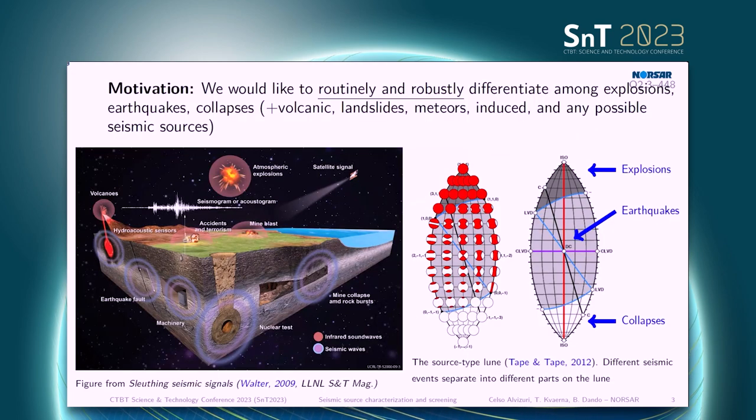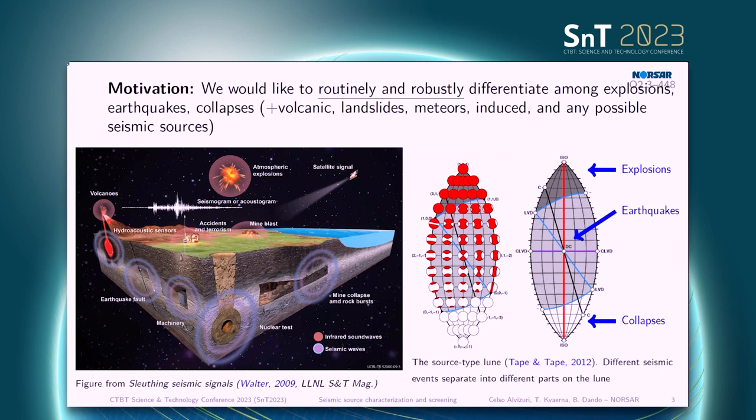The motivation of this work is we would like to routinely and robustly differentiate among explosions, earthquakes, collapses, and any other type of mechanisms. You might be familiar with this figure, but it shows the range of many possible seismic sources on Earth. That can be volcanic events, earthquakes, machinery, nuclear blasts, which is the topic of this whole meeting, mine collapses, and on the surface, anything from mine blasts, accidents, and terrorism, and so on.